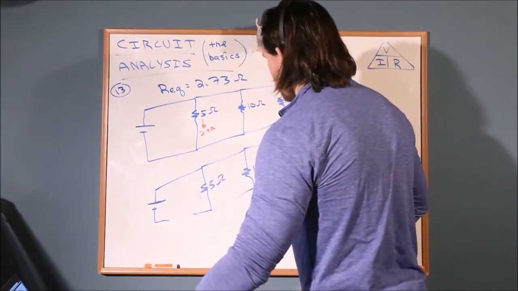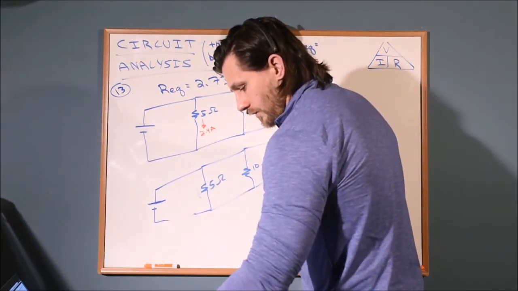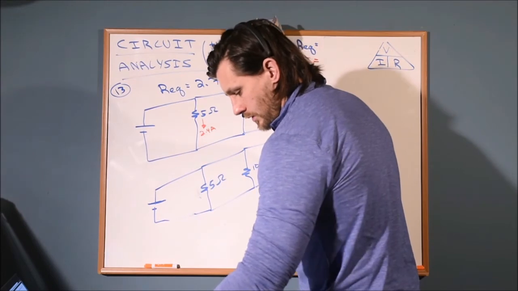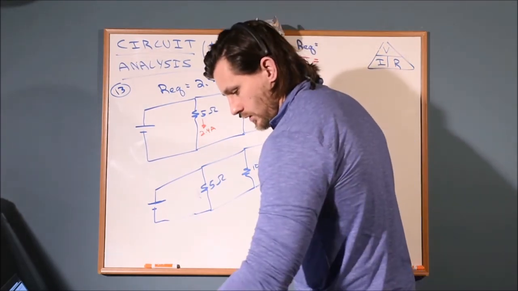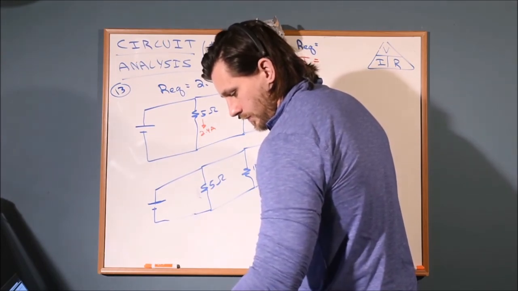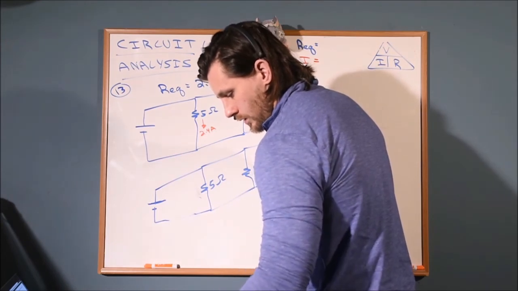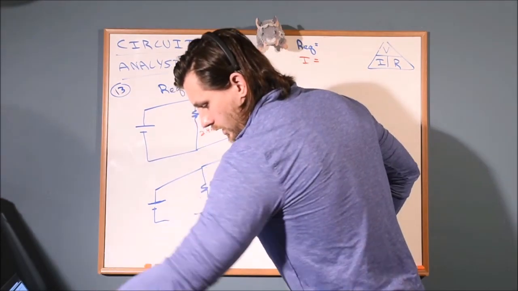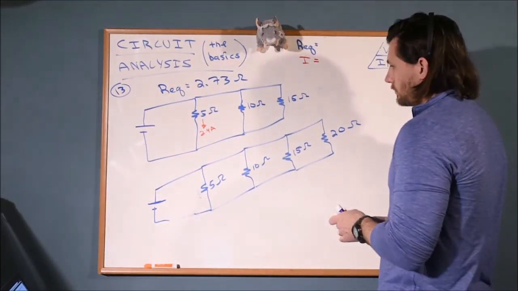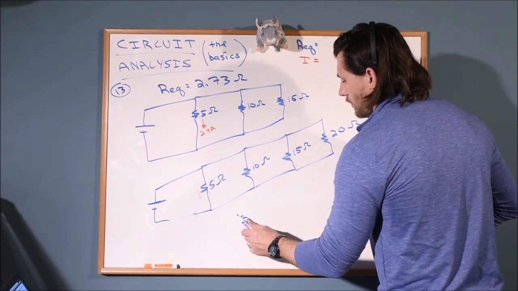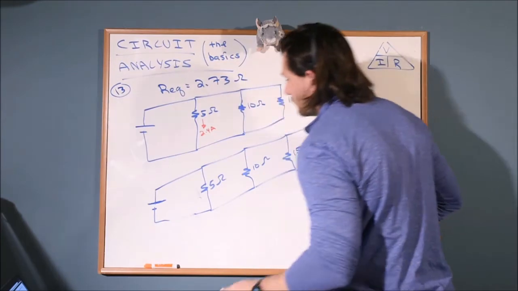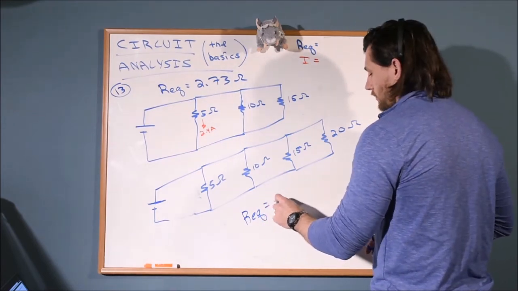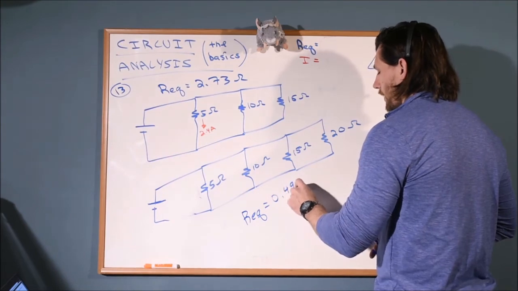Okay, so let's do some math here. Let's figure out what our new REQ is, shall we? So we got 1 over 5, 1 over 10, 1 over 15, and then finally 1 over 20. 1 over 0.4166 equals. So our new REQ is 0.4866. So it dropped substantially. REQ, we'll say 0.49 ohms.